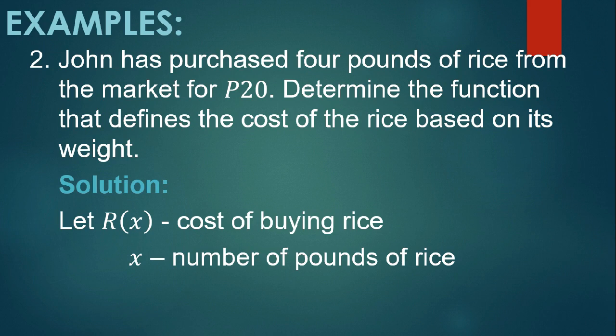So let's try to analyze the problem. So si John bumili ng 4 na pounds ng rice for 20 pesos. So ibig sabihin, 20 pesos divided by 4 pounds, we have 5 pesos. So yung 1 pound ng rice ay nagkakahalaga ng 5 pesos. So, ibig sabihin, kung bumili ka ng 8 na pounds ng rice, 8 times 5 is 40. Kapag bumili ka ng 10 pounds ng rice, 10 times 5 is 50. So, that means our answer is r of x is equal to 5x. Okay?